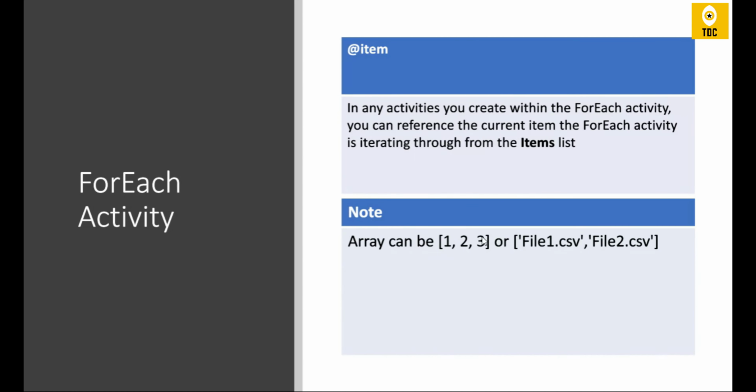So basically you can pass it like this as a parameter, or you can create an array. Say you are using Get Metadata, right? Get Metadata will give the child items as an array, so that also you can use in the for loop.